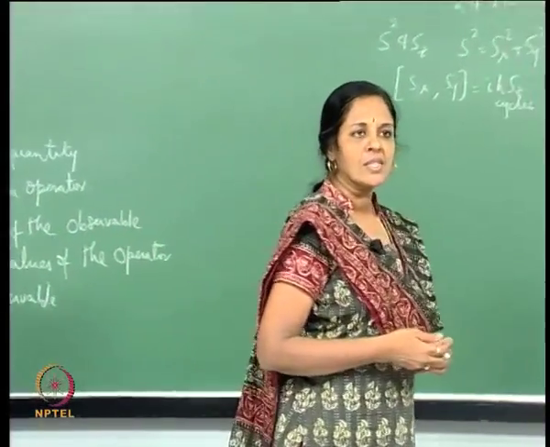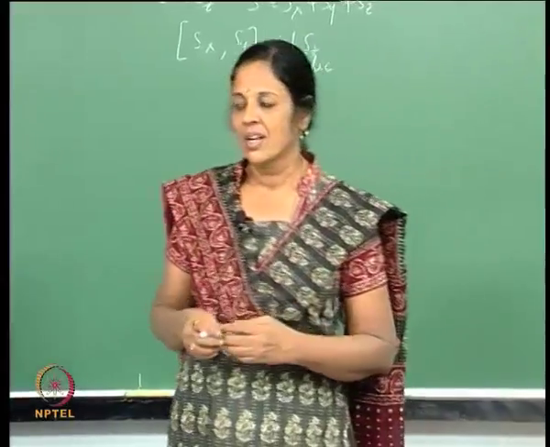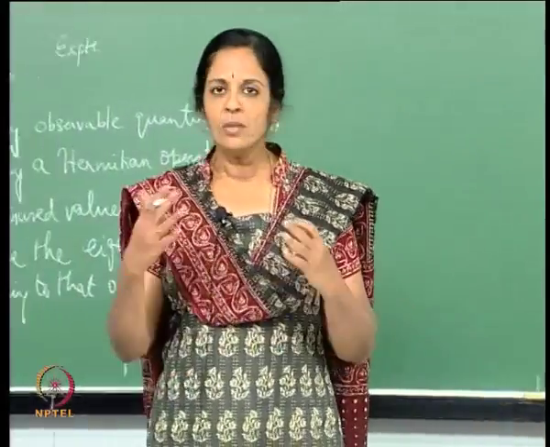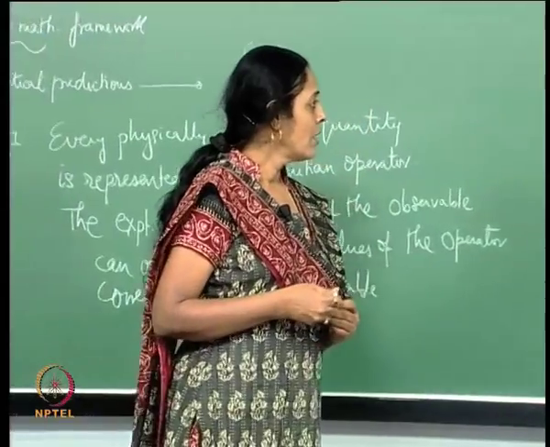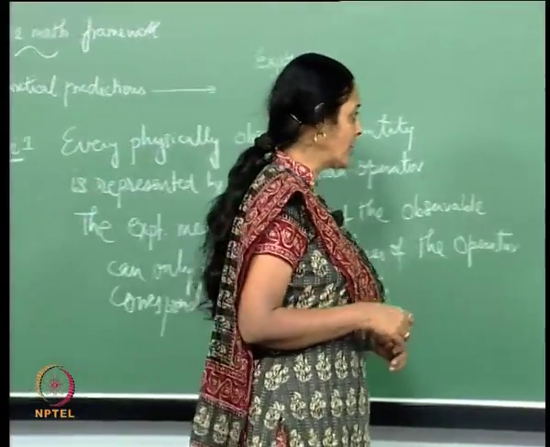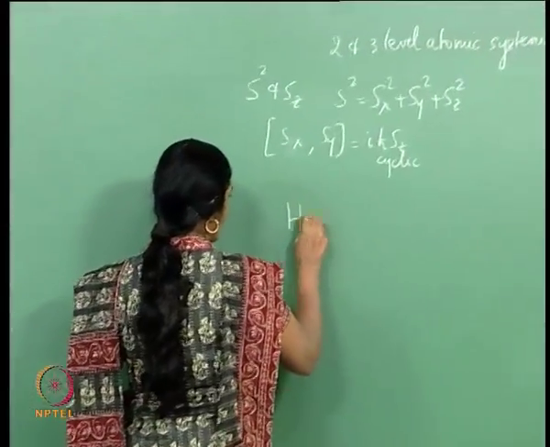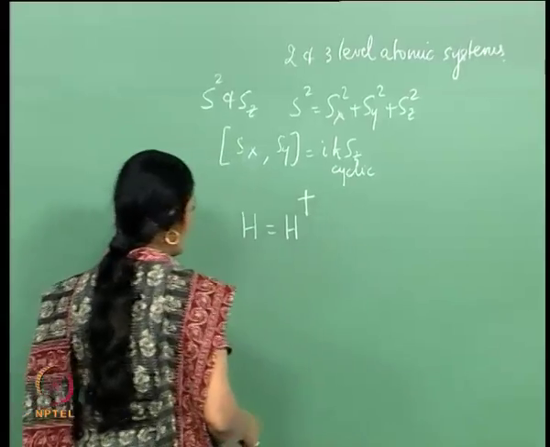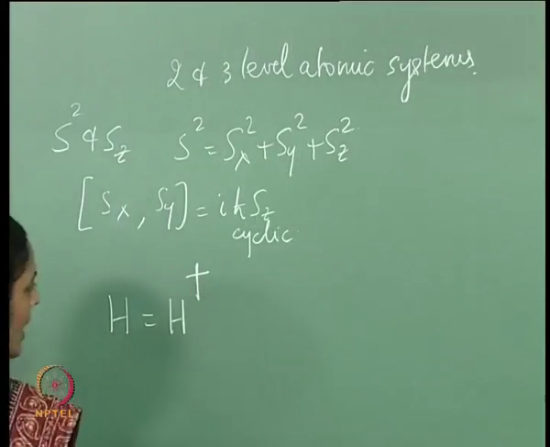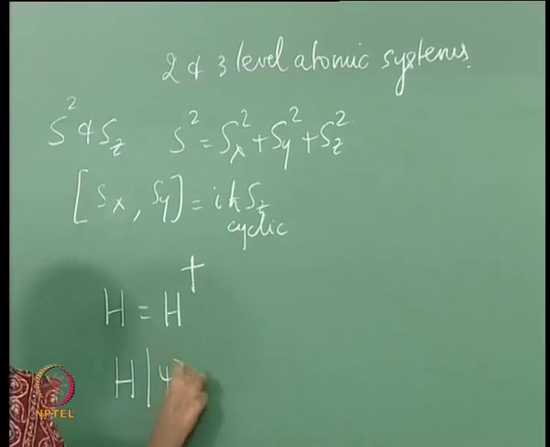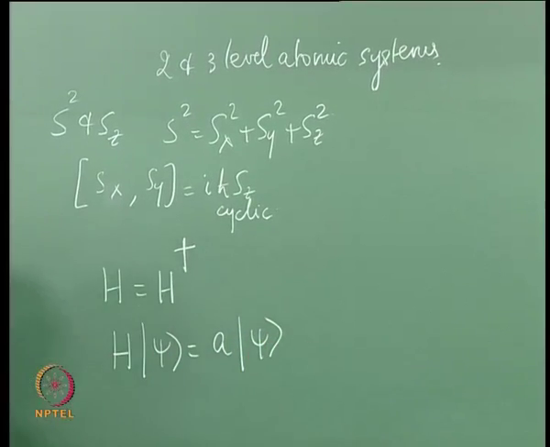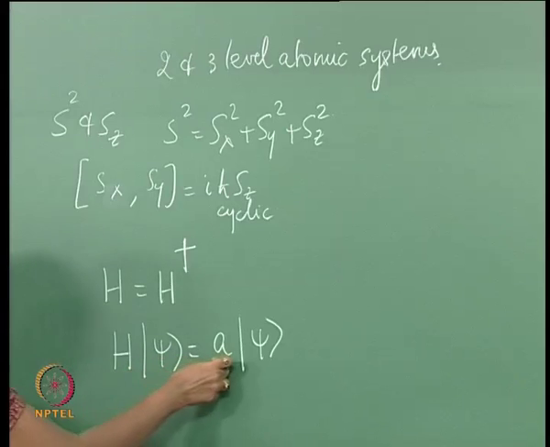And Hermitian operators are selected because Hermitian matrices have real eigenvalues and all measurable quantities will have to be real quantities. So, right away it is good to see why Hermitian matrices have real eigenvalues. A Hermitian matrix has this property that H is equal to H dagger. Dagger would just mean interchange rows and columns and take the complex conjugate of every element in the matrix. I give you an eigenvalue equation. H psi is equal to A psi, where A is the eigenvalue and psi is the corresponding eigenvector.